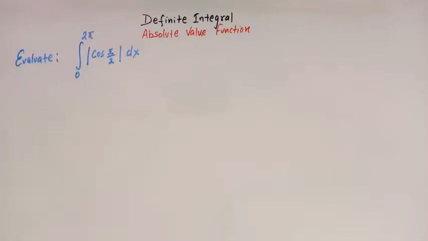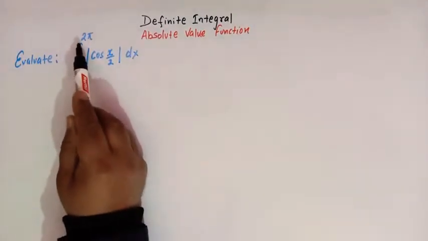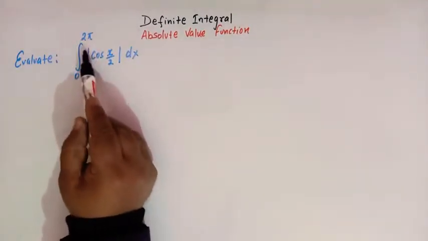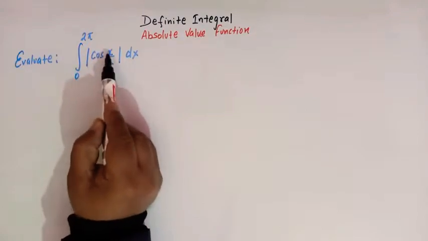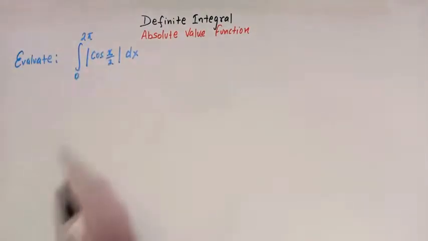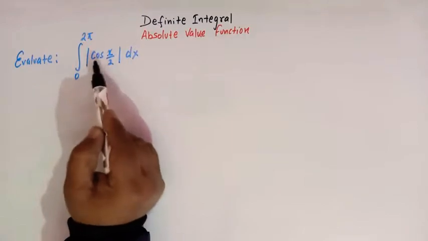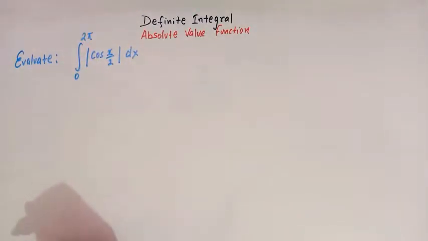Hello viewers, in today's class we are going to discuss one important problem from definite integral. Here we have to find the value of this integral from 0 to 2 pi, of mod of cos x over 2. Here we see that our integrand is a modulus function, so we have to make use of the concept of absolute value function.